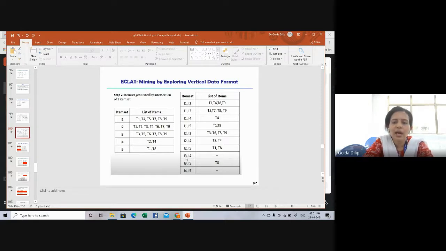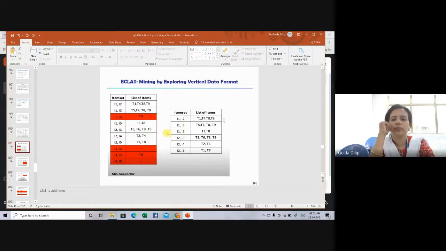Okay, same way. I3, I4. There are no items in that category. Or I3, I5. It is coming only in transaction T8. Then I4, I5. Okay, so I can remove all these. So 4 item set combinations I can remove.